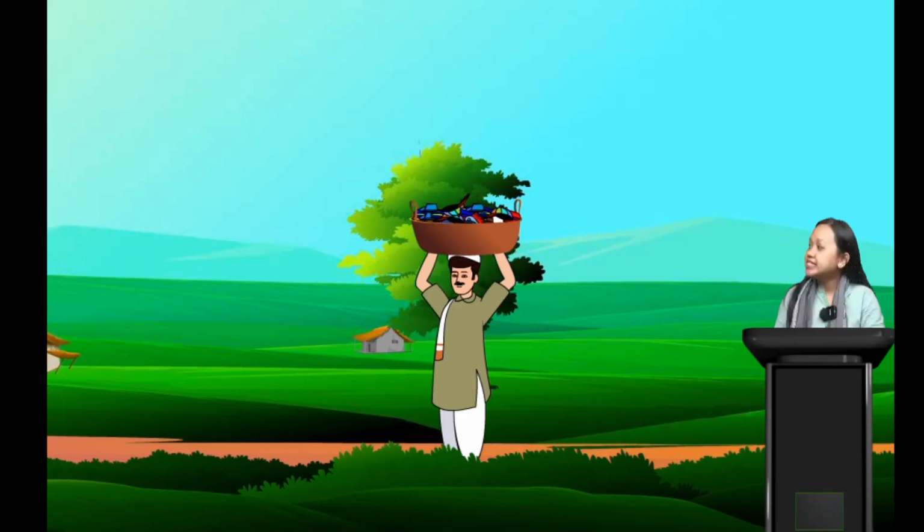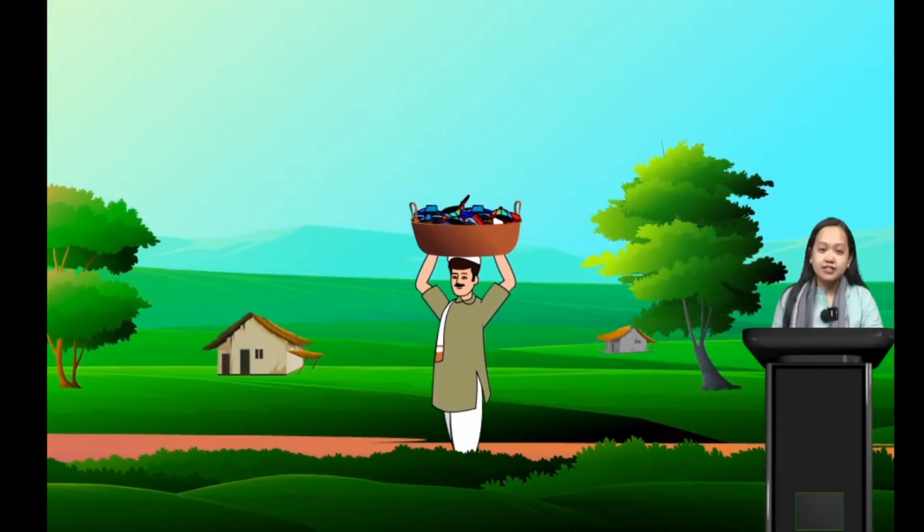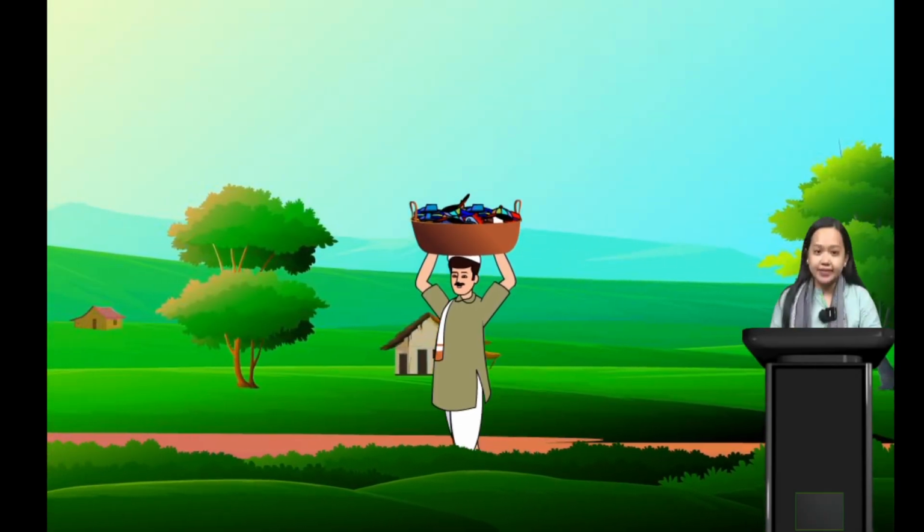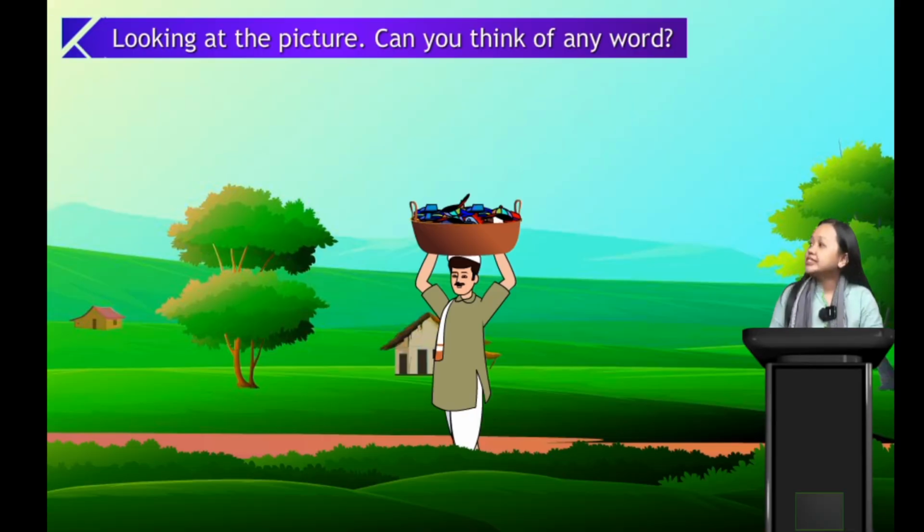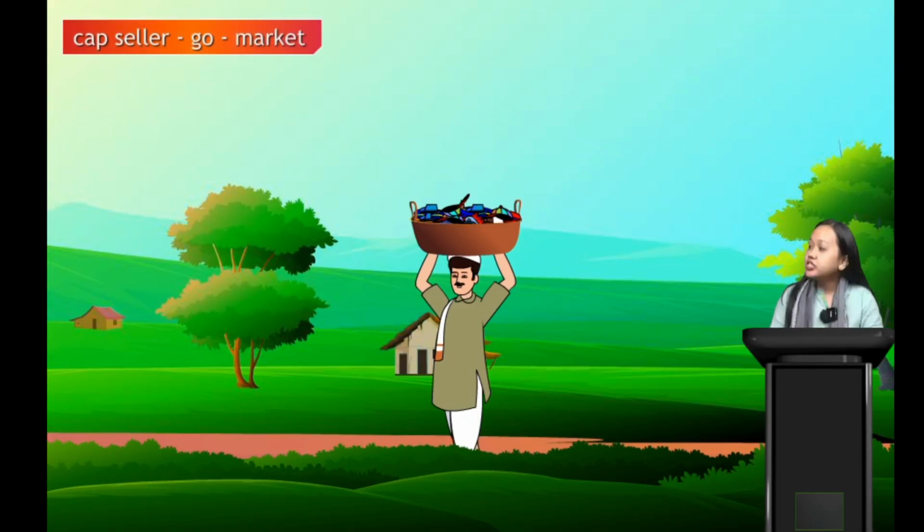What can we see on the screen? We can see this man. He's going somewhere, right? Okay. So now what does it say? Looking at the picture, can you think of any word? So this is the picture that we can see on the screen, right? Looking at the picture, can you think of any word here? Yes. What words can we see here? We can see these three words in front of us. What is written?